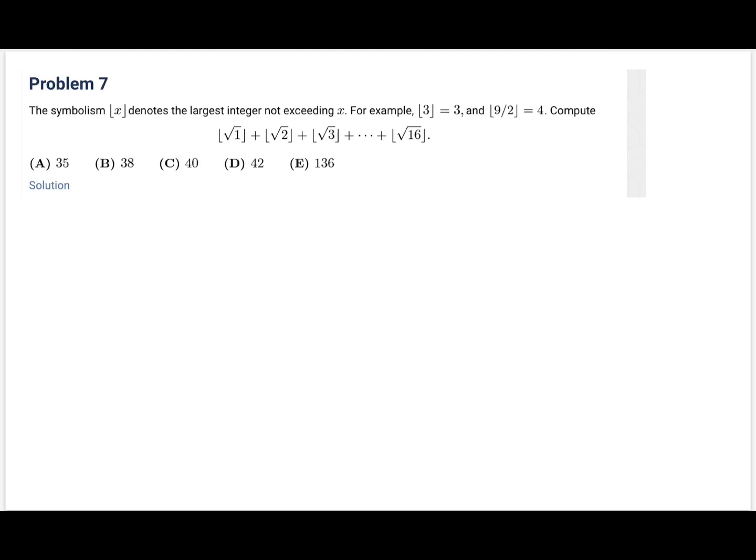For example, the floor of 3 is 3, and the floor of 9 over 2 is 4. Compute the floor of root 1, root 2, root 3, all the way to root 16. Okay, so this should be easy. Root 16 equals 4, right? So the biggest integer that we'll get is 4.